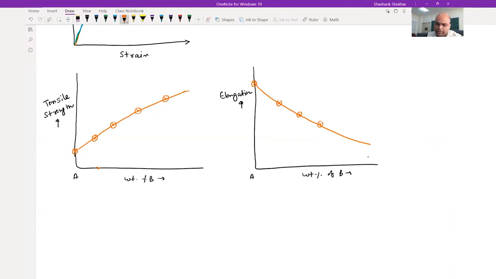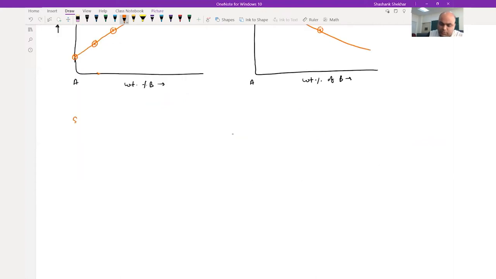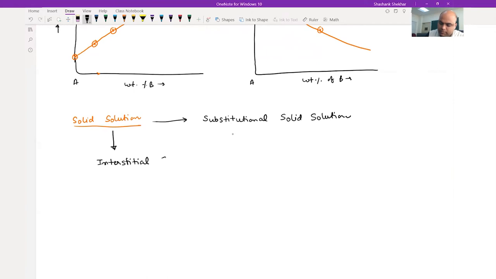Okay, now let's talk about solid solution very quickly. You already know about solid solution. So there are two types. One is your substitutional solid solution, and another one is interstitial solid solution.